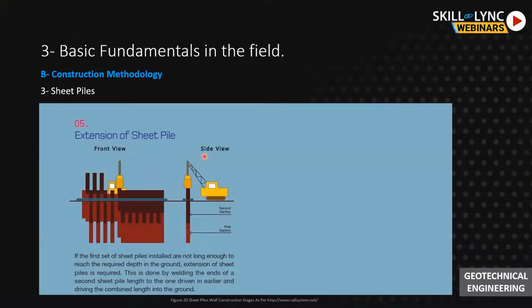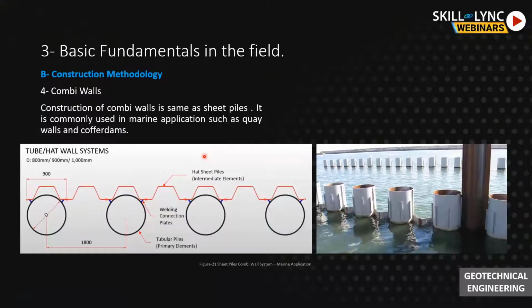Moving on. The fourth type is the combi wall. The combi wall is commonly used, or only used, in marine applications. It's a combination of steel circular piles and sheet piles. The installation sequence is the same as sheet piles, but it will use pontoons and some marine equipment will be required for installation.